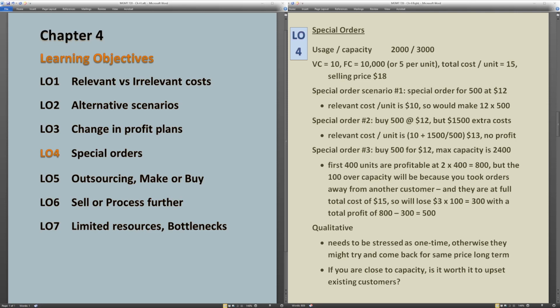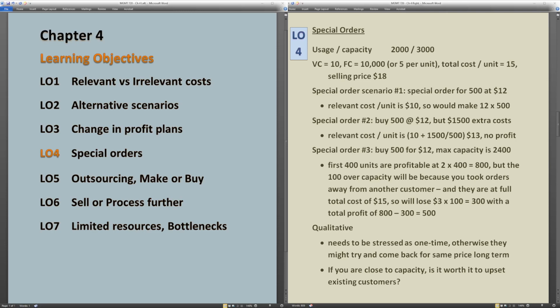So let's take the first special order scenario, which is just the basic scenario. We receive a special order. They want us to make 500 units, and they want a price of $17 per unit. Now, at first glance, you would say, well, our total cost is 15. If we try and sell something at 12, aren't we going to lose $3?